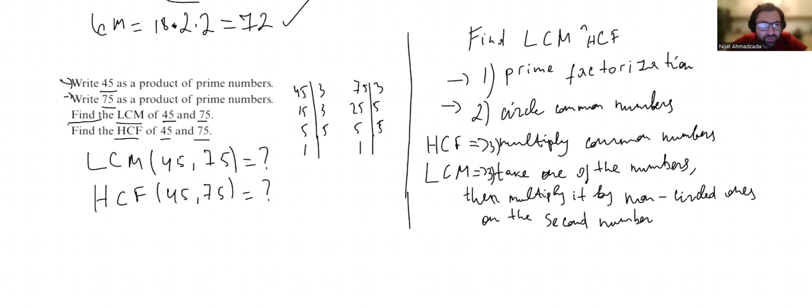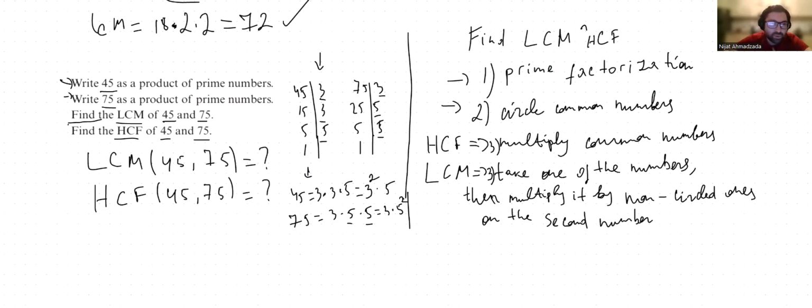Now let's write 45 as a product of prime numbers. We already have the prime factorization, so 45 is 3, 3, 5, which is 3 times 3 times 5, or 3 to the power of 2 times 5. With the same logic, 75 is 3, 5, 5, or 3 times 5 to the power of 2.